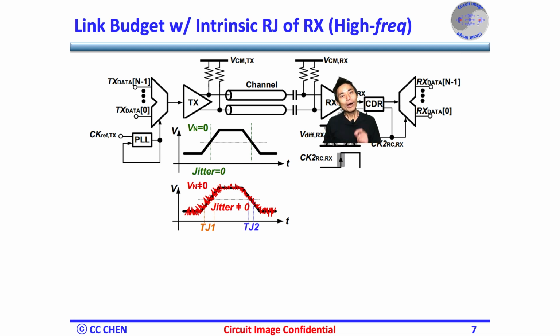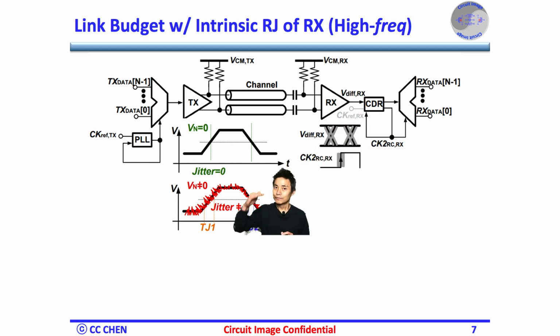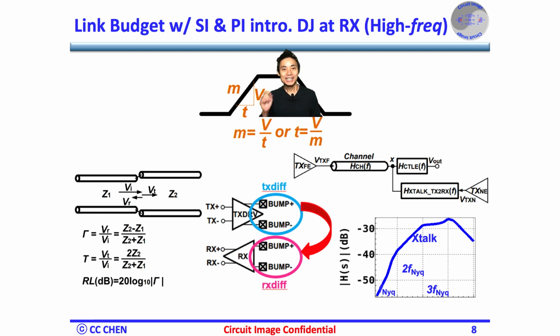As we know, in the white noise video, the random noise from the device would be the voltage noise, but the vertical noise will translate to the voltage uncertainty, to the timing uncertainty at the data transition, which you call random jitter RJ. Similarly, if there is any deterministic disturbance on the voltage, that voltage uncertainty will also translate to the timing uncertainty, which you call deterministic jitter DJ.